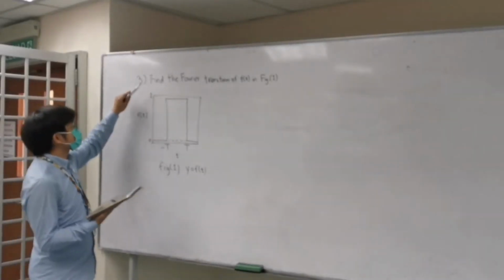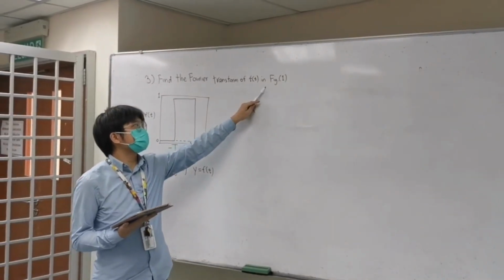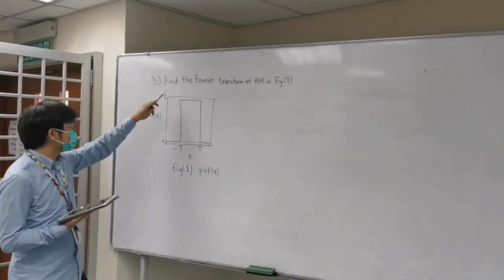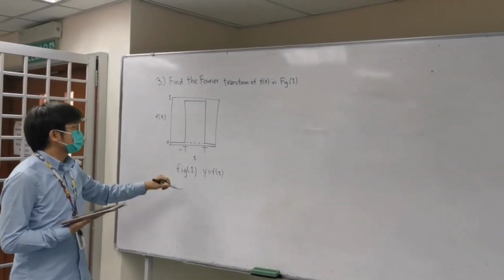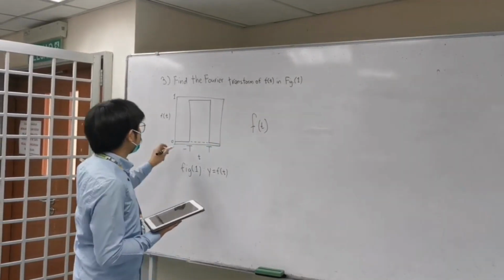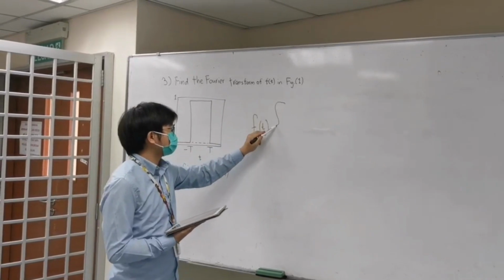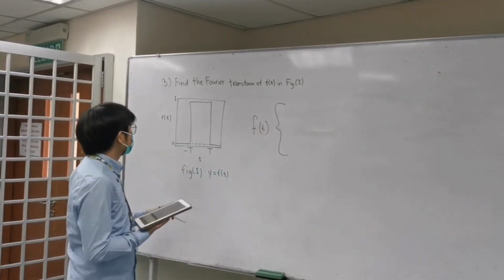Then we continue with the question number 3. Find the Fourier transform of the function of t in the figure 1. Let's see the figure 1. We get the figure 1 and this, so we need to find the ft. And here we can see that the function is not only 1. So we have to find what is that.